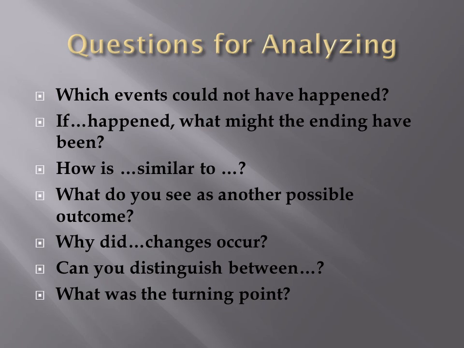Sentence stems for analyzing could be, which event could not have happened? What do you see as other possible outcomes? Can you distinguish between? What was the turning point? So you can see from these sentence stems how it has progressed to those higher levels, and how we're asking the students to think outside the box a little bit to put some information together through the process.